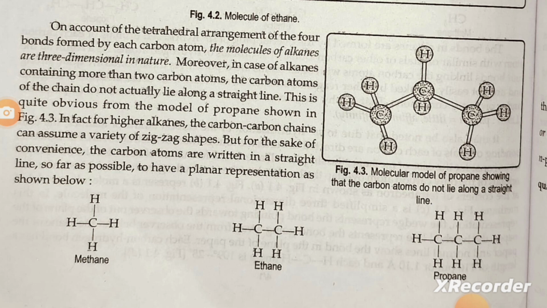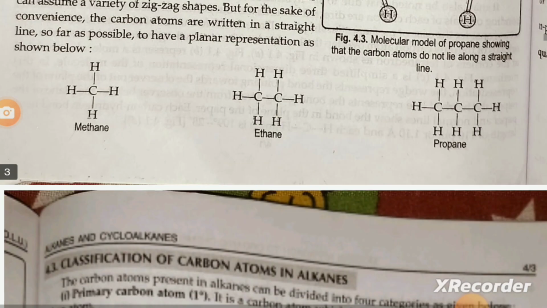In fact, for higher alkanes, the carbon-carbon chain can assume a variety of zigzag shapes, but for the sake of convenience, the carbon atoms are written in a straight line so far as possible to have a planar representation as shown below. Methane, ethane, propane.